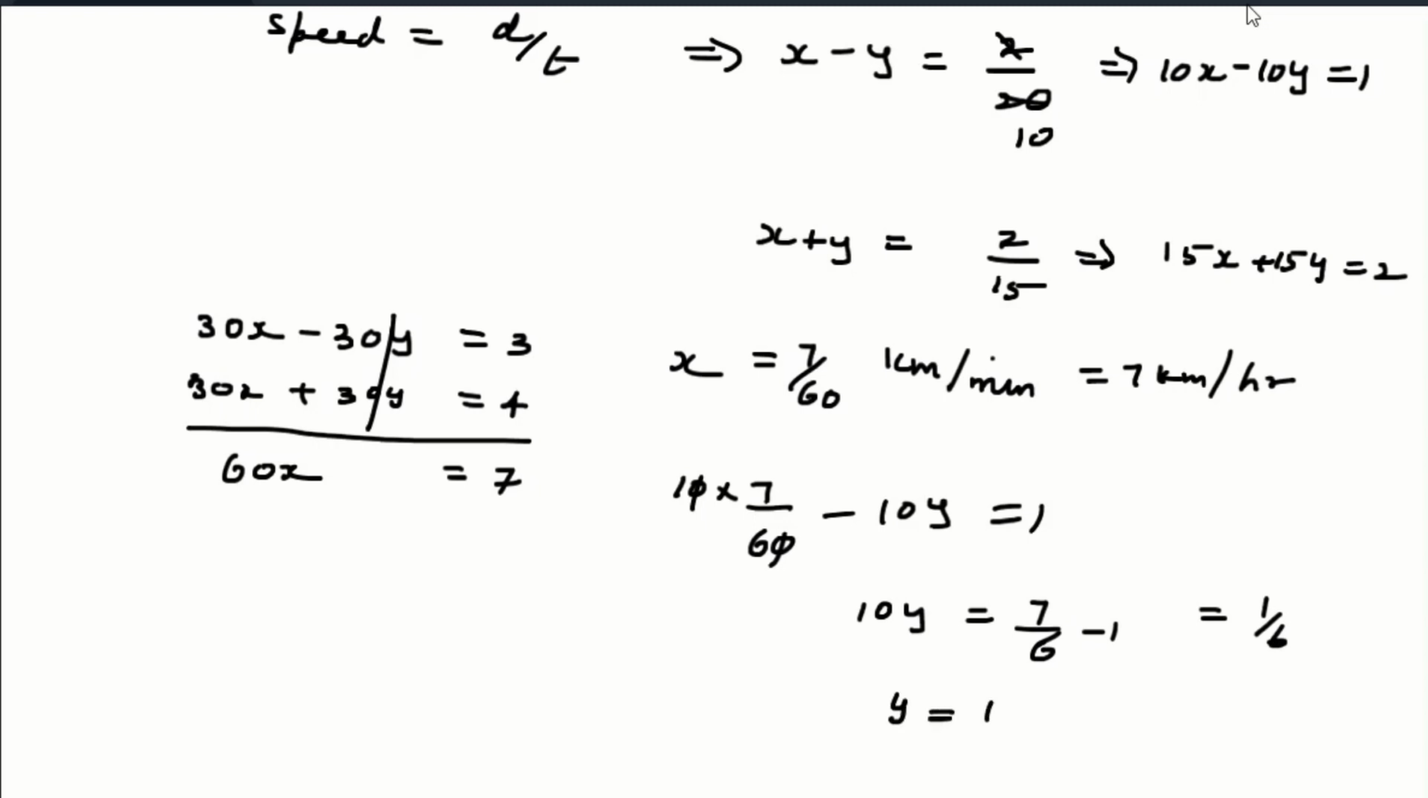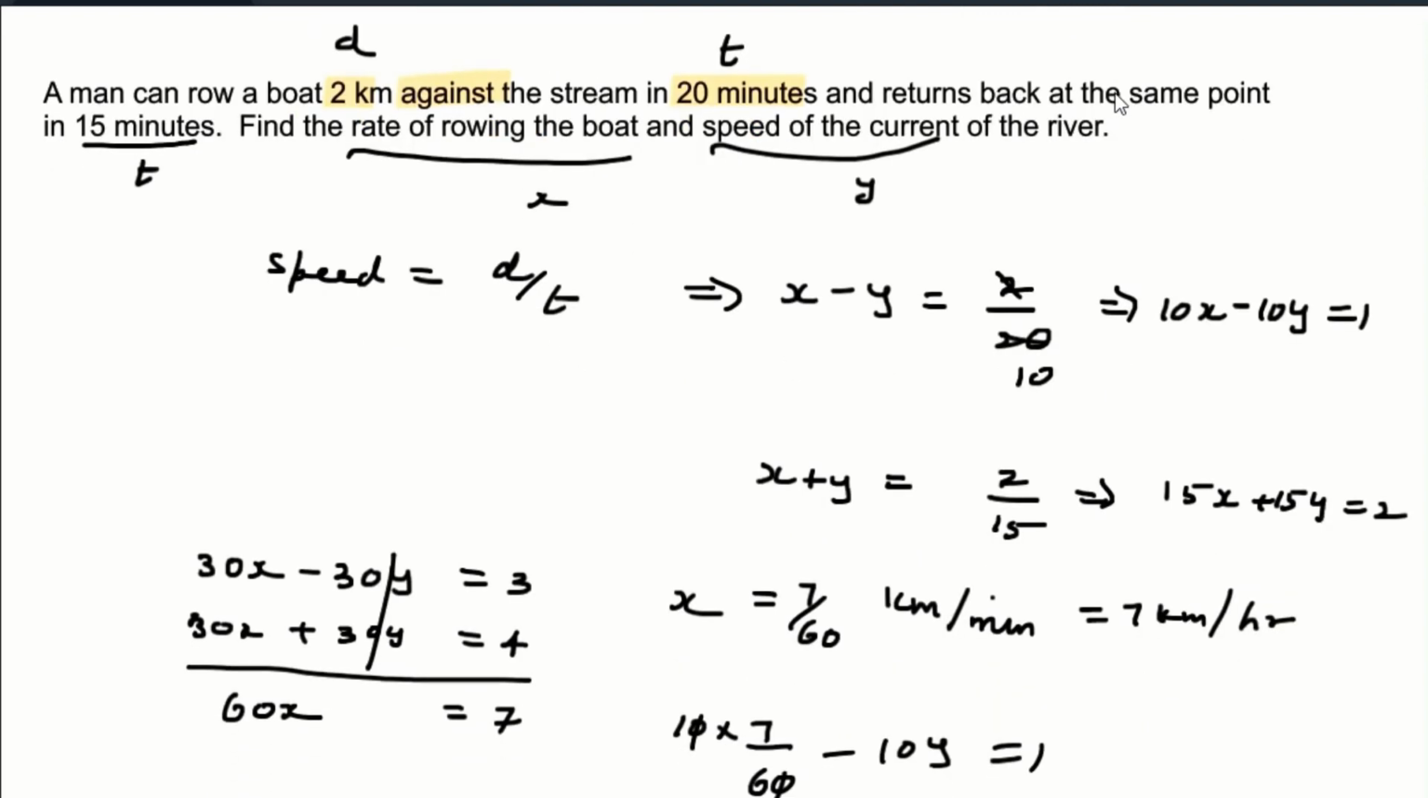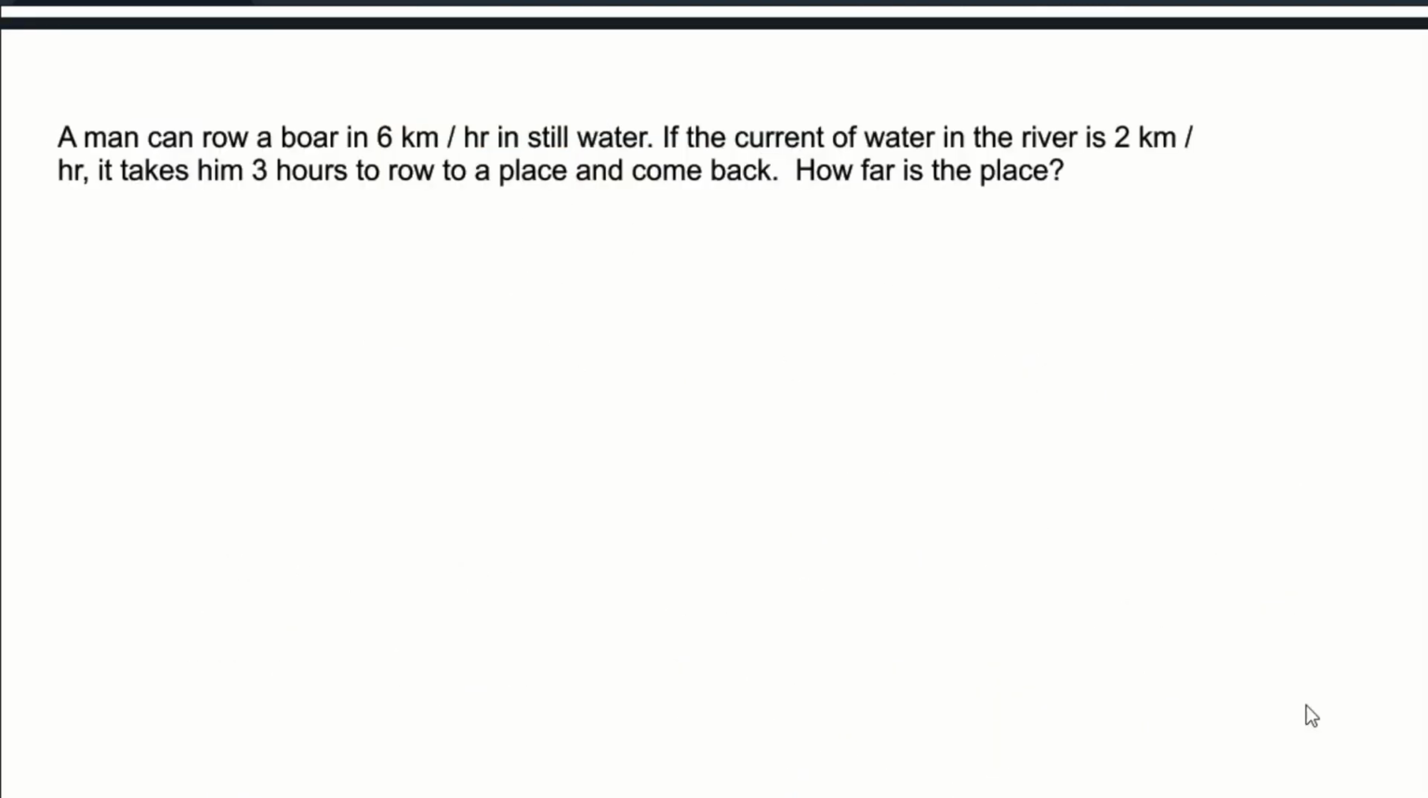So y is 1 by 60 kilometer per minute, because the unit given in the question is minute. 1 by 60 per minute is 1 kilometer per hour. 1 kilometer for 60 minutes means 1 kilometer for 1 hour. So I have found what is x and what is y. If both the variables x and y are missing, that is speed of the boat is also missing, speed of the current is also missing, then obviously you should end up with a pair of linear equations in two variables. Now let us move on to the next sum.